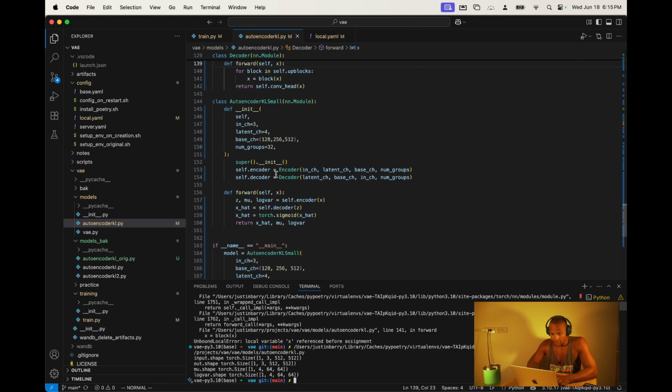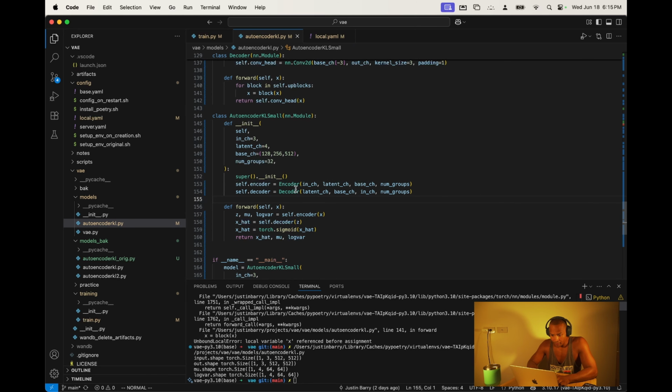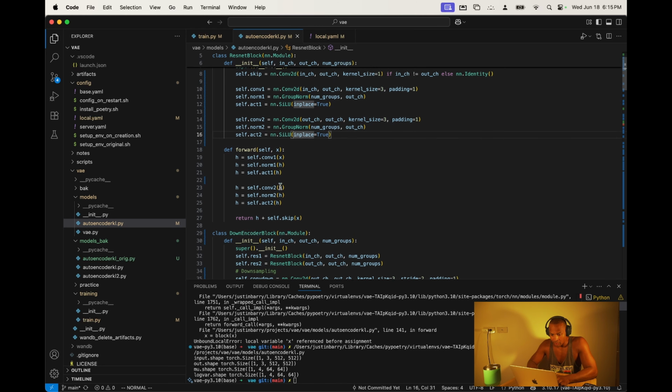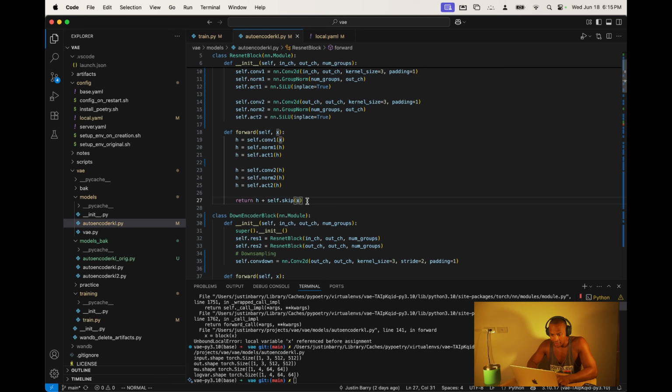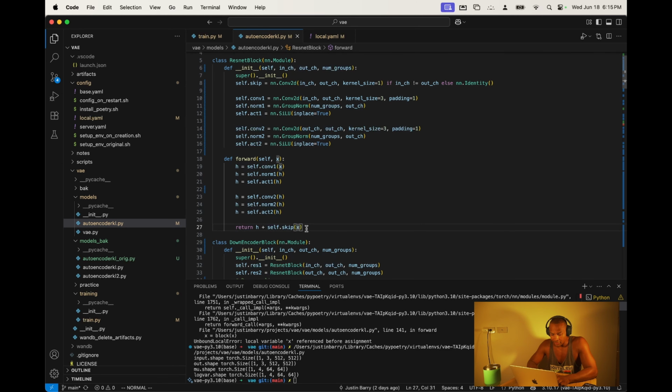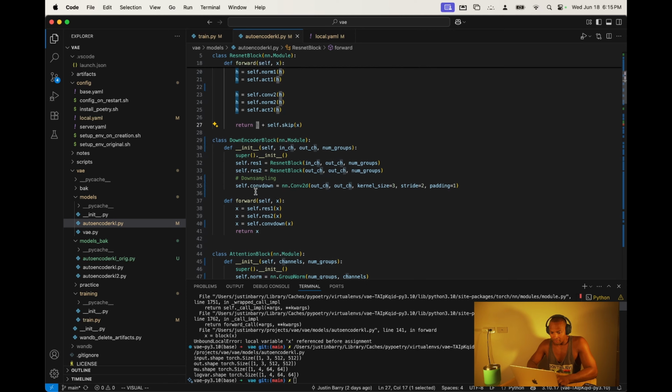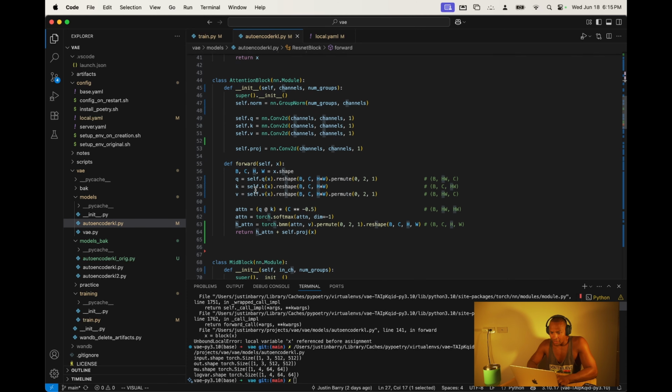So let's review really quickly. Let's do the 2 bottom blocks. ResNet: we have convolution, normalization, activation. We stack those, and then we also add the skip connection. If the in channels and the out channels are different, we project it into our output. The attention block: Q, K, and V are all learnable projections. Then we have the final learnable projection, normalization.